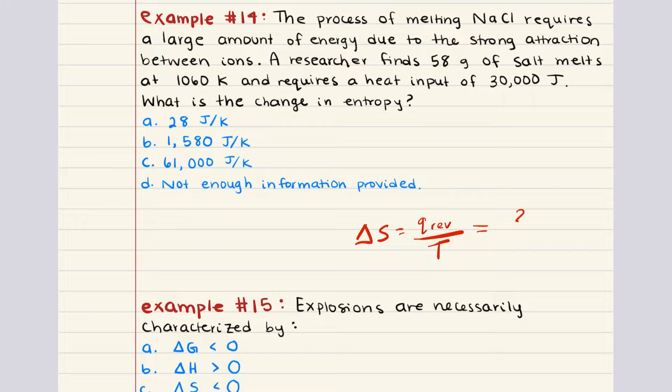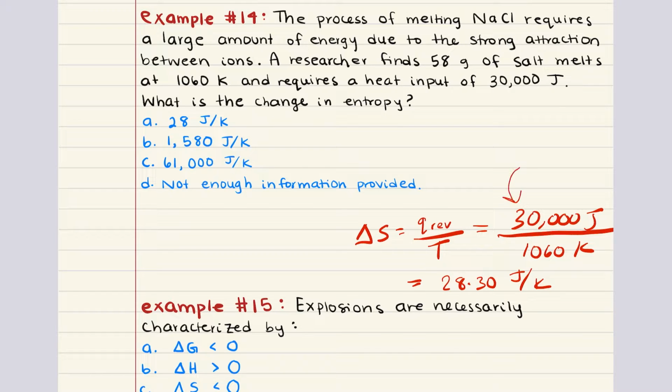We know that Q rev is 30,000 joules. That is the heat input required. And then the absolute temperature in Kelvin here is 1060 Kelvin. So all we have to do is carry out this calculation. Now, if you plug it into a calculator, it's going to be approximately 28.3 joules per Kelvin.